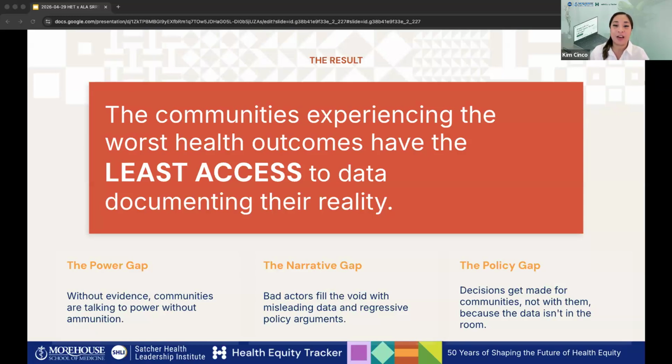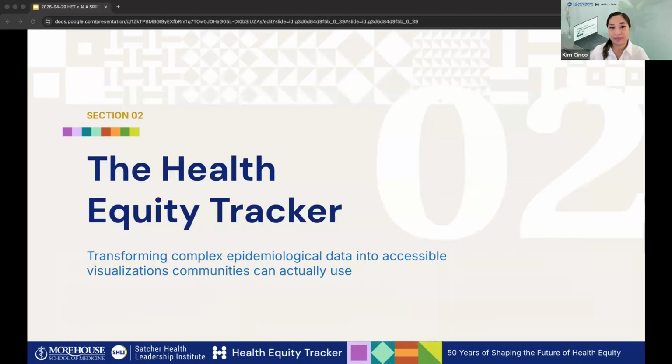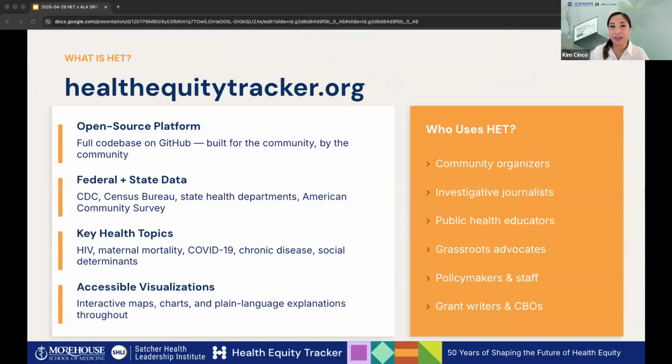That's the problem we built the Health Equity Tracker to address. The Health Equity Tracker is a free, open source platform that takes federal and state health data, the same data that's currently inaccessible to most people, and transforms it into interactive visualizations that anyone can use. You can find it at healthequitytracker.org. There's no login, there's no subscription, there's no fee.